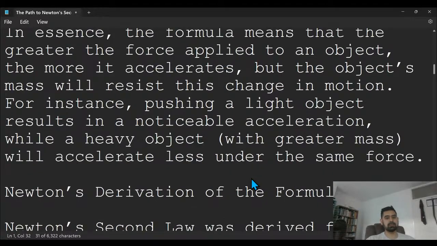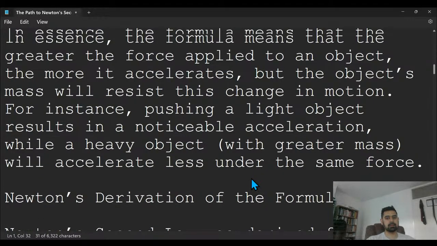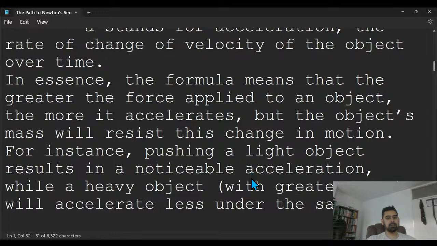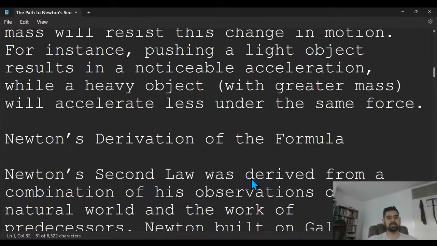In essence, the formula means that the greater the force applied to an object, the more it accelerates, but the object's mass will resist this change in motion. For instance, pushing a light object results in a noticeable acceleration, while a heavy object with greater mass would accelerate less under the same force.